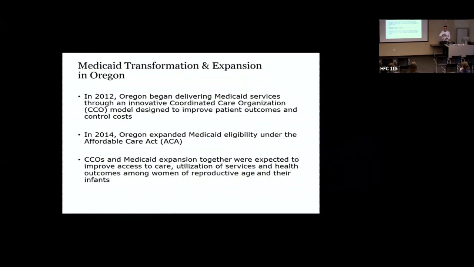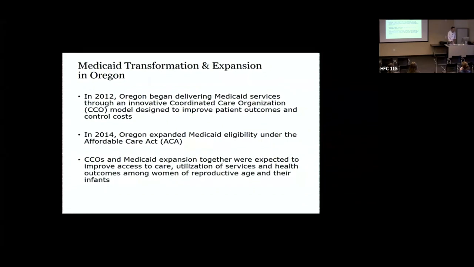And then in 2014, nationwide, about 30 states expanded eligibility to Medicaid under the Affordable Care Act. Oregon was one of those states, which also had a big impact on the Medicaid program. Those two changes together, CCOs plus ACA expansion, were expected to improve access to care, utilization of services, and health outcomes among Medicaid beneficiaries in general, and women and infants in particular.